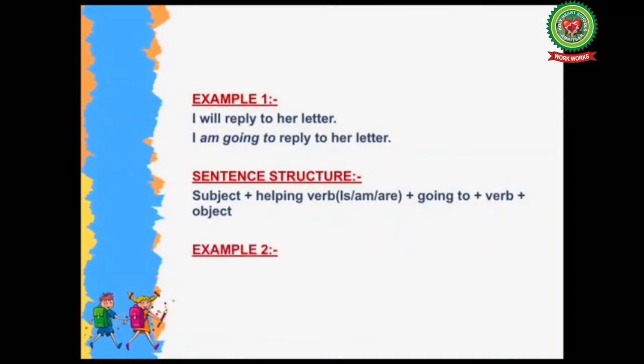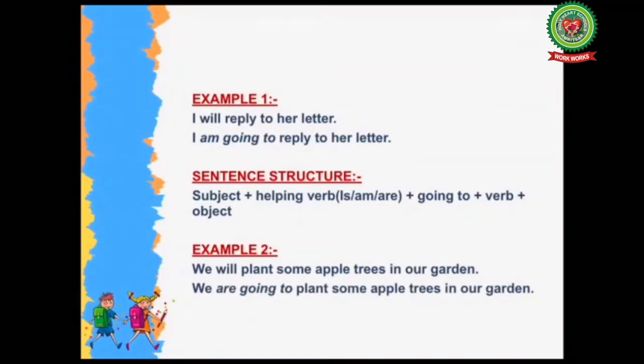Let's see example number 2. We will plant some apple trees in our garden. Again, it is clear that the action of planting has not yet been done. It will be done in the near future. So by using the sentence structure, what will be our answer? Our answer will be we are going to plant some apple trees in our garden.